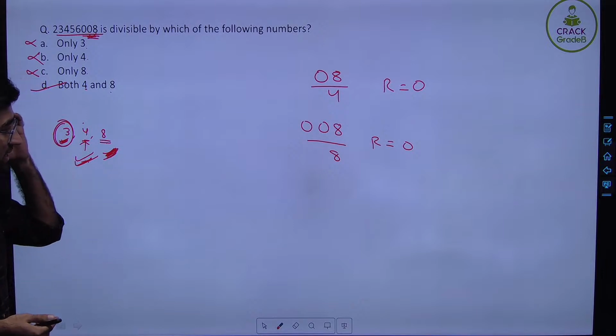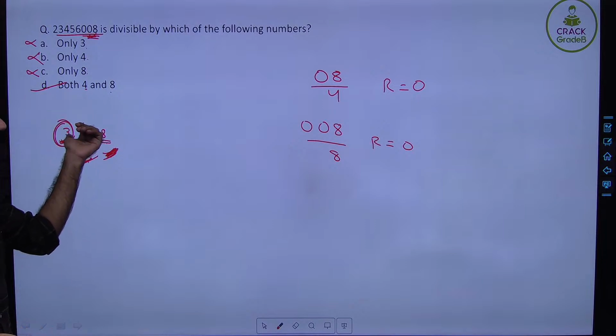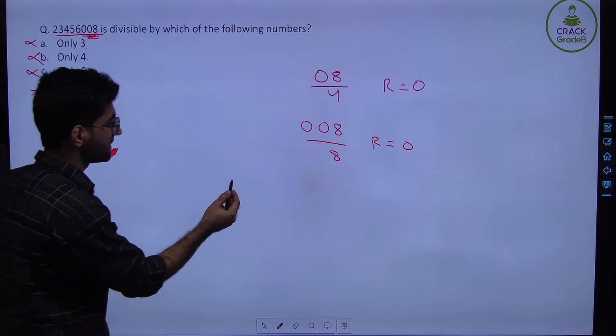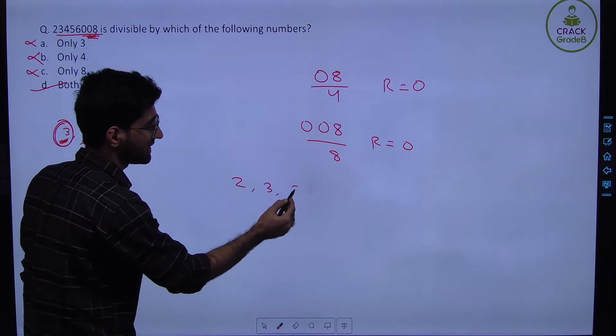So I can recall there was a question in CSAT 2024 where there was 2, 3 and 37.